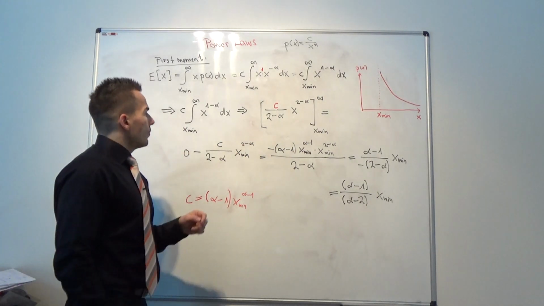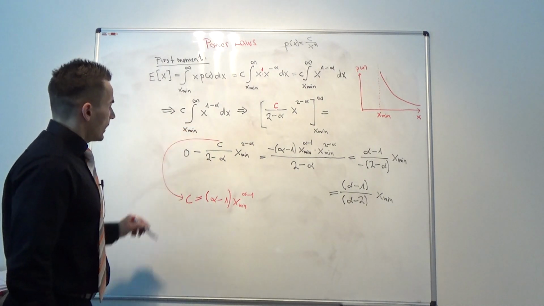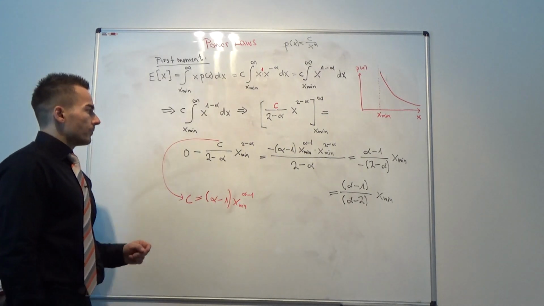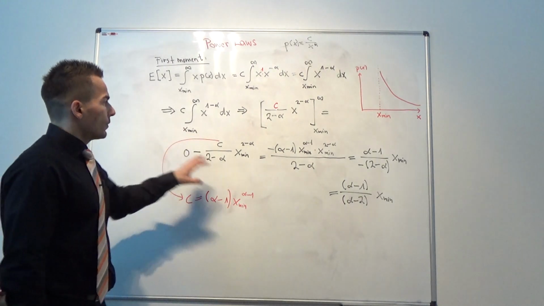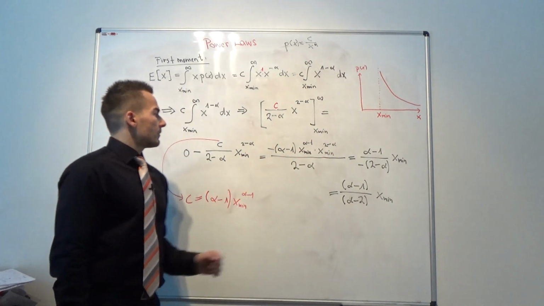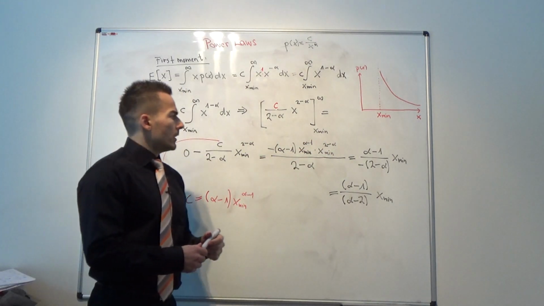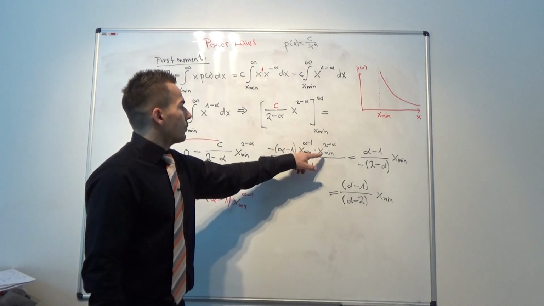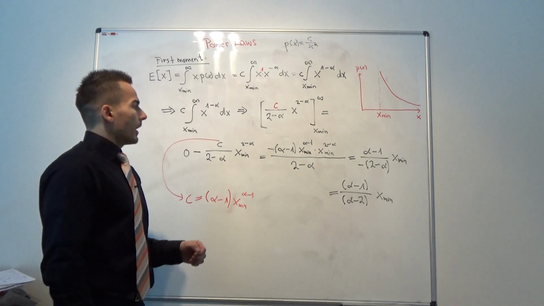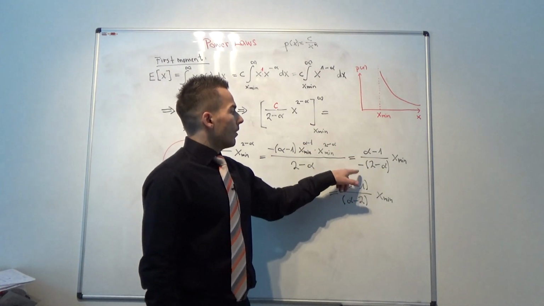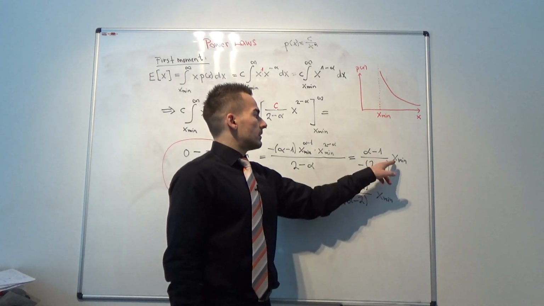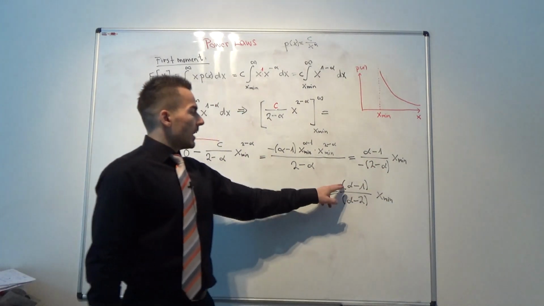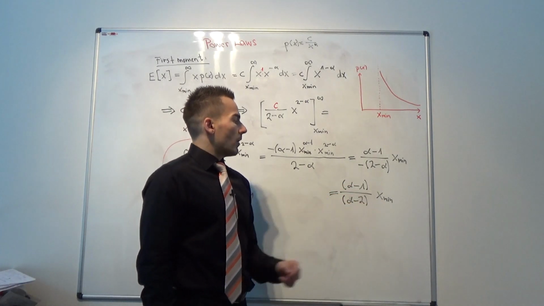Now we know from our previous analysis that c is defined as alpha minus 1 times x minimum to the power of alpha minus 1. We plug in c for what it is, and we end up with this expression here on the right-hand side. We can simplify this expression because x minimum pops up twice. What remains is alpha minus 1 over minus, in parentheses, 2 minus alpha, times our x minimum value. We can simplify this even further, and what remains is alpha minus 1 over alpha minus 2 times our x minimum.